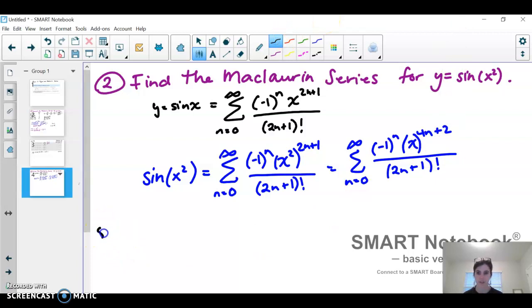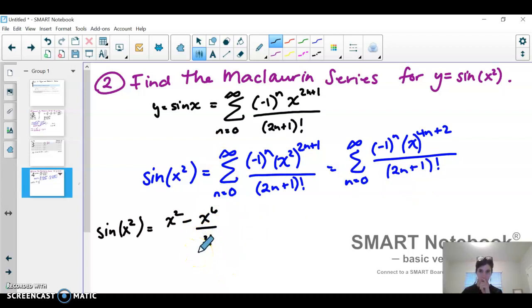So for sine of x squared, we know that that's equal to our first term. We'd be plugging in n is equal to 0. When we plug in n is equal to 0, we have negative 1 to the 0th power. That's going to be positive 1. X to the 0 plus 2, that's x squared. And that is divided by 1 factorial. Great. What about when n is equal to 1? Well, we'd have negative 1 to the first power. That's going to mean that we have subtraction. X to the 4 times 1, x to the 4th plus 2 would be x to the 6th power. And that is all divided by 2 plus 1, 3 factorial.